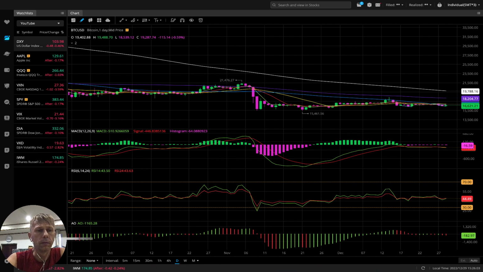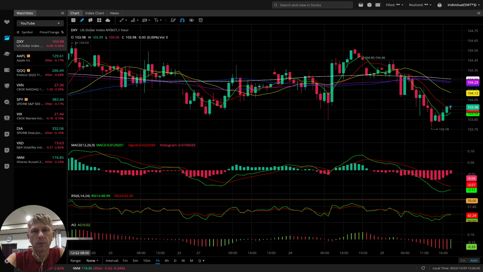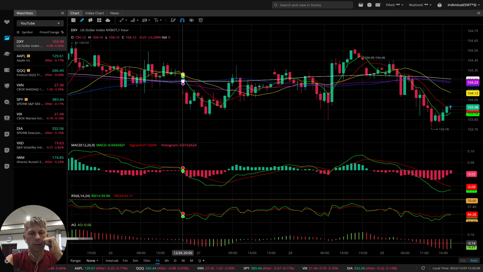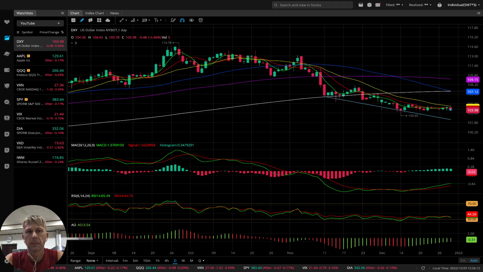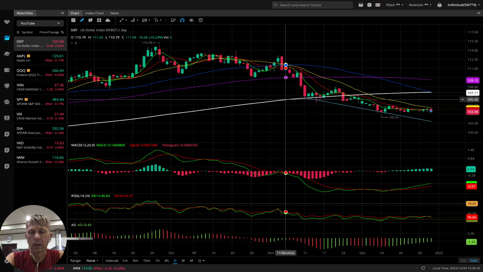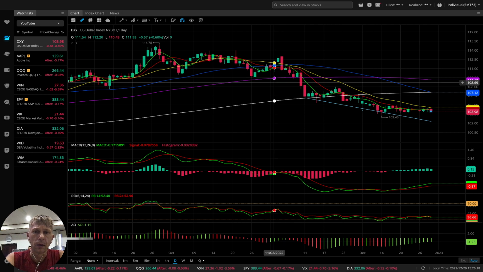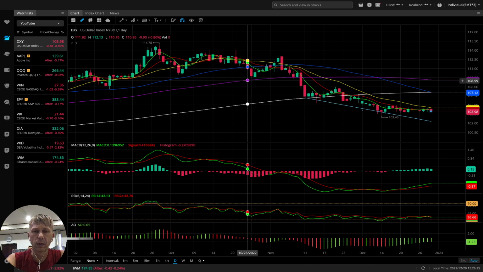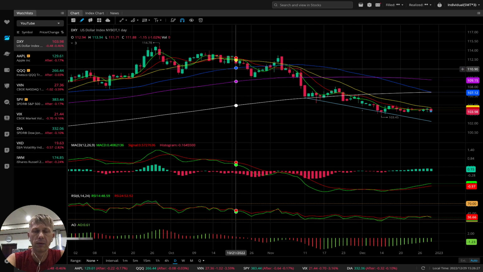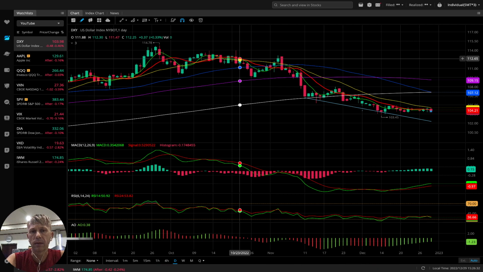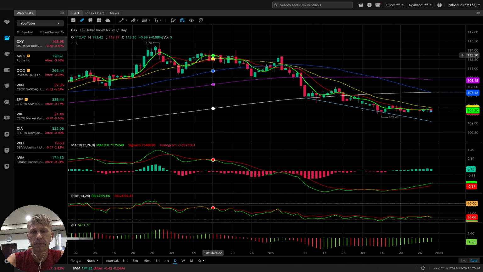Let me tell you about my setup just before we start to do any review. I'm using moving averages. White line is MA 200, purple line is MA 100, blue line MA 50, yellow line MA 20, red line MA 10, and green line MA 5.